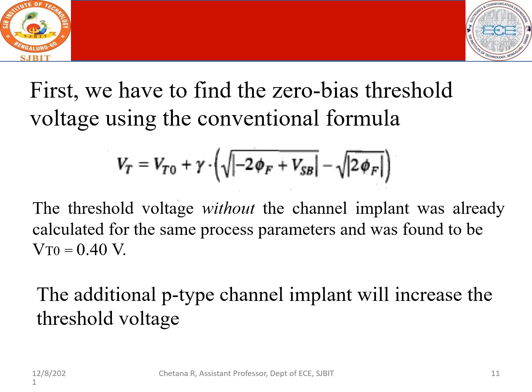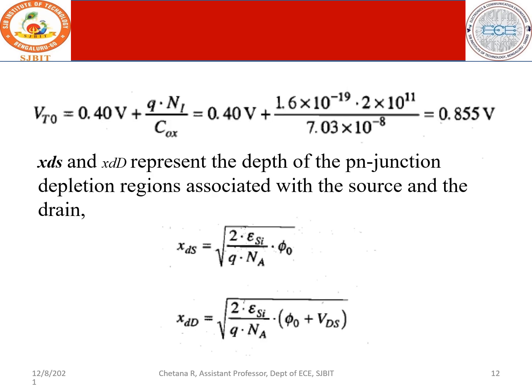So now we will calculate VT. VT is from the conventional formula where we had the long channel effects. So using the conventional formula, VT naught is the zero bias threshold voltage. The threshold voltage without the channel implant was found out to be 0.40 in our previous problem. I hope I am clear with this. This is because of the long channel. And the additional P channel implant will increase the threshold voltage. So the threshold voltage has to vary now. It has to increase. So VT naught is given by this much plus this formula. If you substitute, it is going to change like this as 0.855 volts.